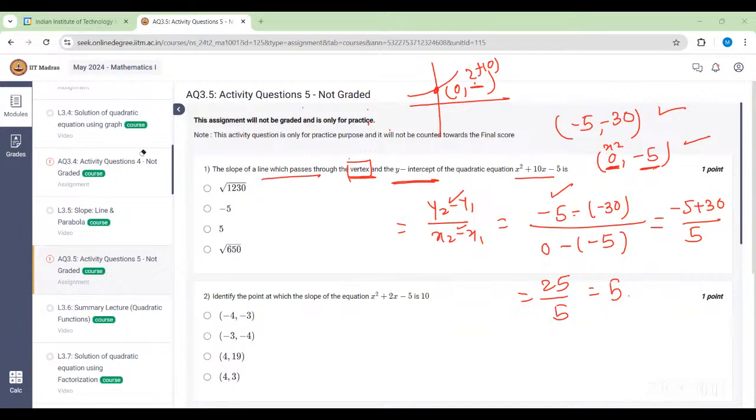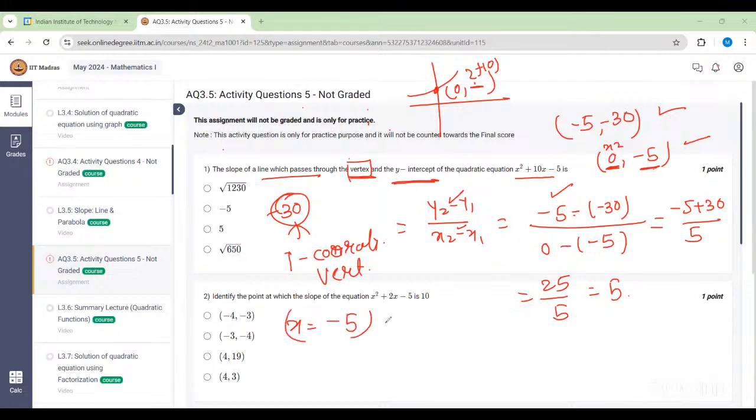Hello, ma'am. I have a doubt. How did we get minus 30? Can you repeat it once again? Yeah, sure. Minus 30 is the y coordinate of our vertex. So what is the x coordinate of the vertex? We got the x coordinate of the vertex as minus 5.